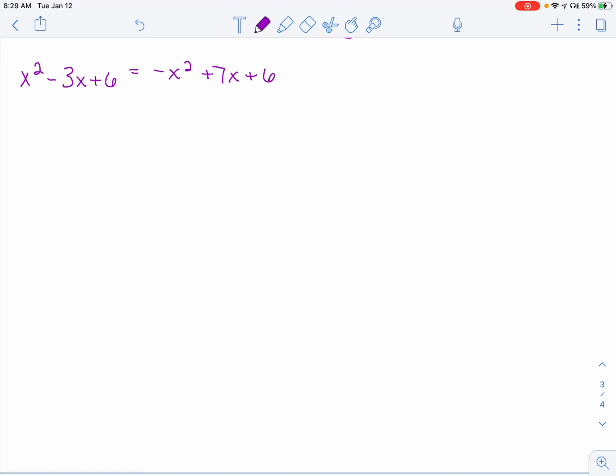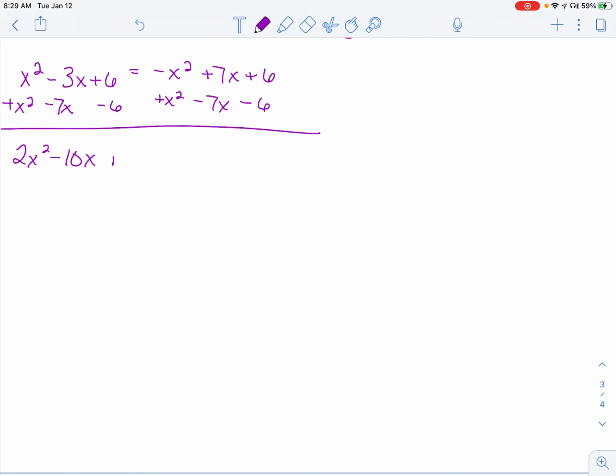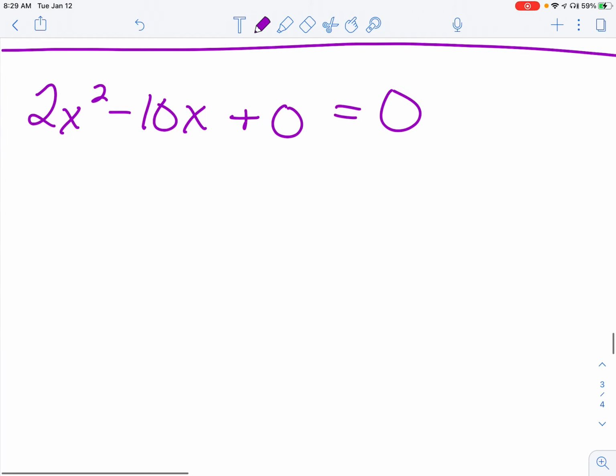Now, we know we have to set this equal to 0, so I'm going to add x squared. I'm going to subtract 7x. I'm going to subtract 6. Oh, that's interesting. So it's 2x squared minus 10x plus 0 equals 0. Now, some of you might be like, Miss Angeli, I can take a GCF and solve here. Go for it. You're more than welcome to do that. I'll do the quadratic formula so I stay consistent with everything that I have been doing.